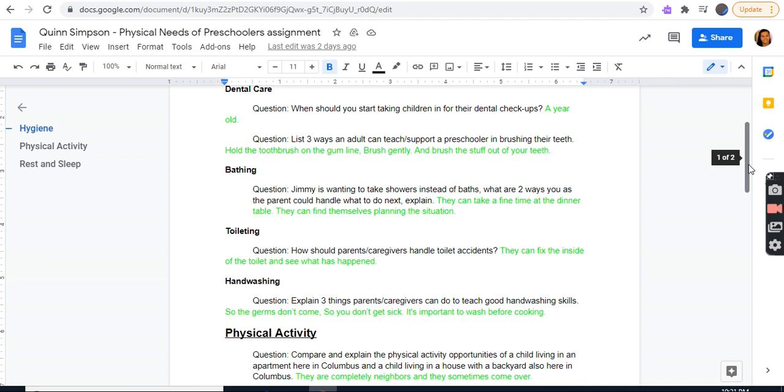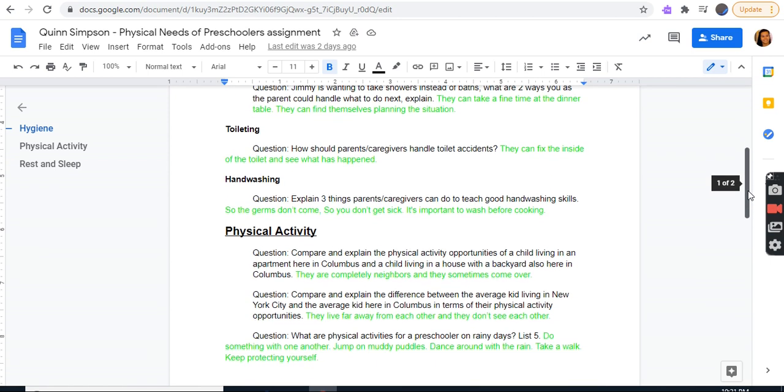Explain 3 things parents can do to teach good hand washing skills. So the germs don't come, so you don't get sick. It's important to wash before cooking.